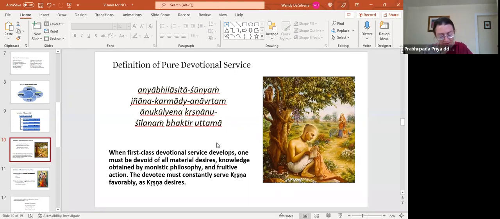Okay, and then he goes into jnana karma adi anavritam. So this is continuing the definition of pure devotional service, that it is jnana karma adi anavritam. Anavritam means not covered. Bhakti is not covered by karma, fruitive or ritualistic activities, or by jnana, which means philosophical speculation which arrives at a conclusion of voidism or personalism.